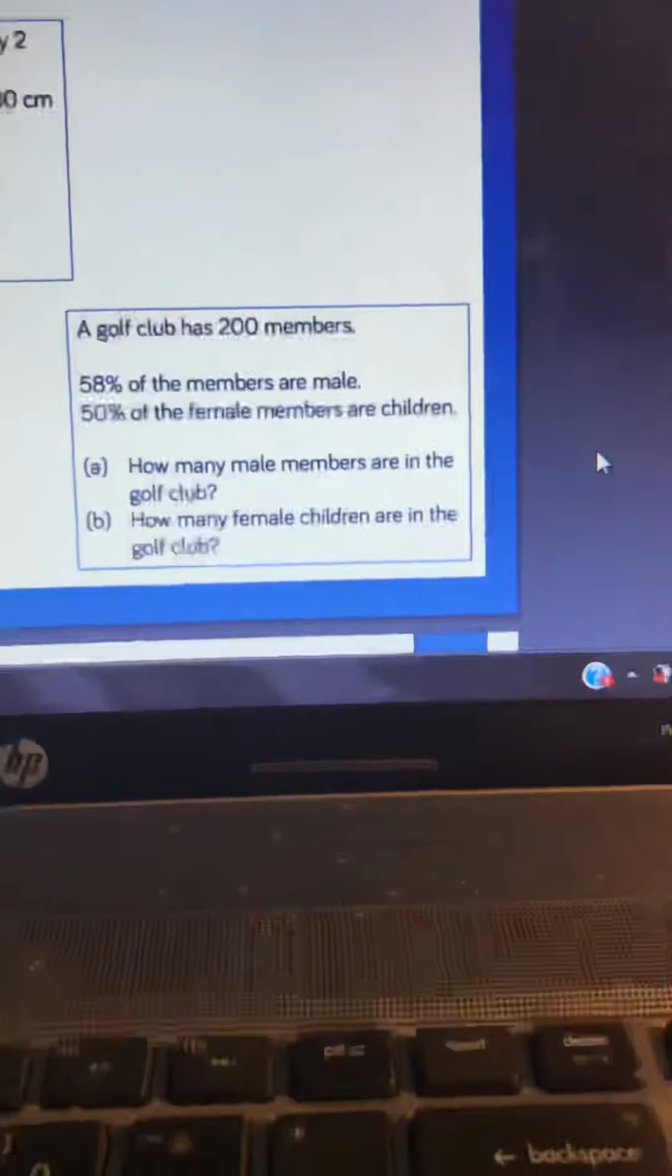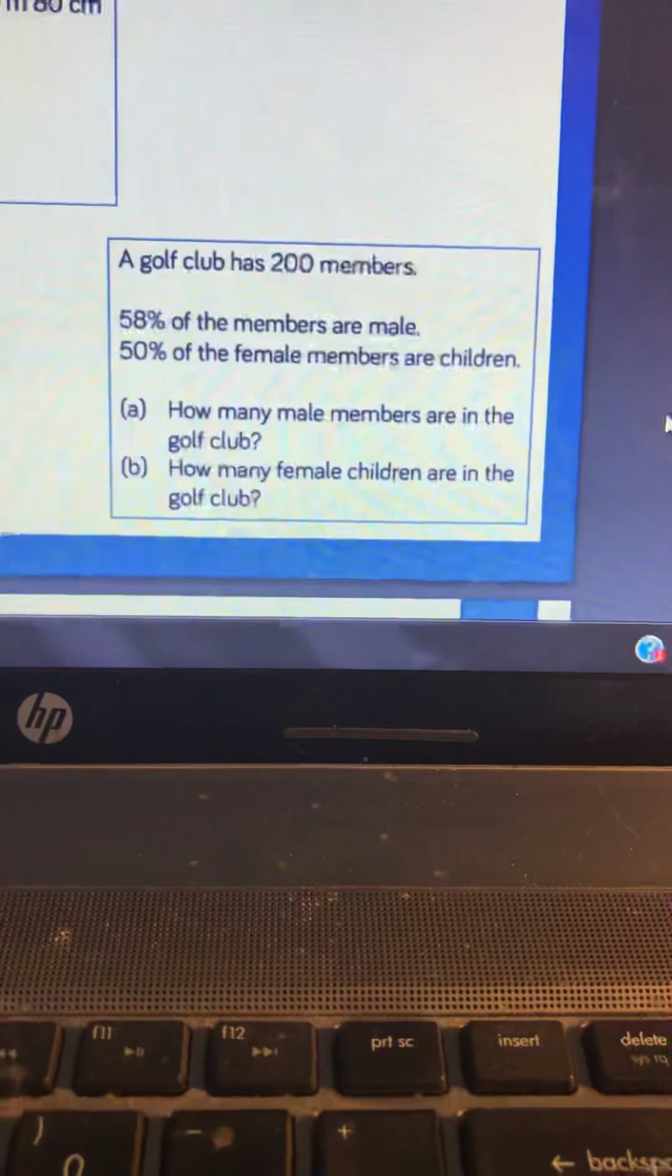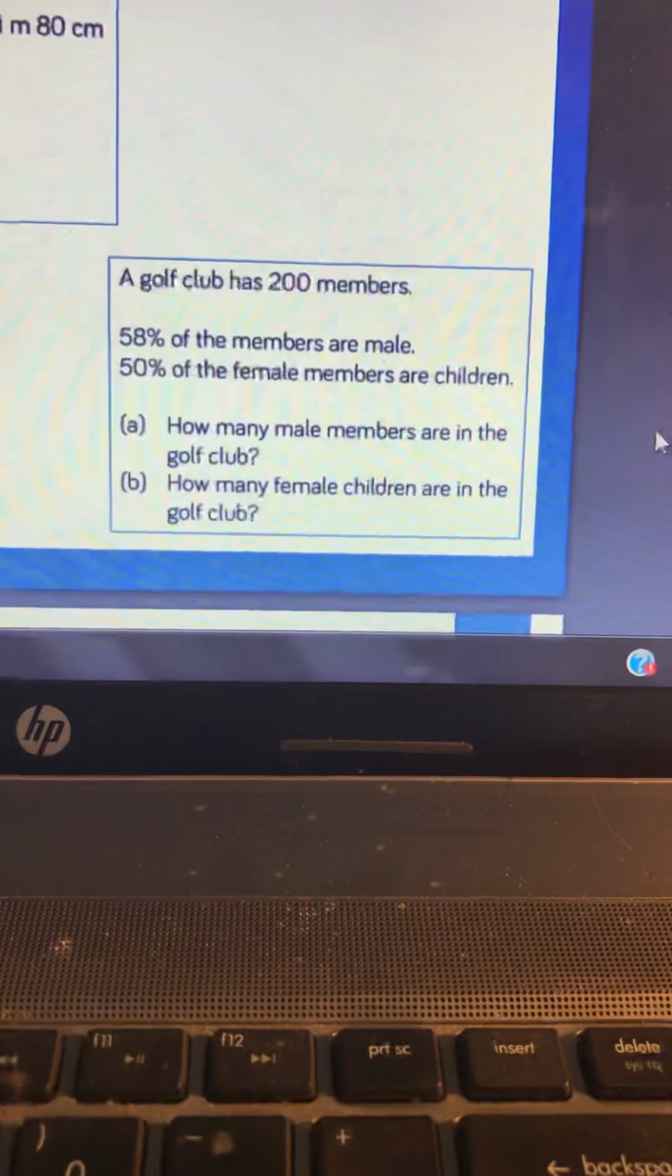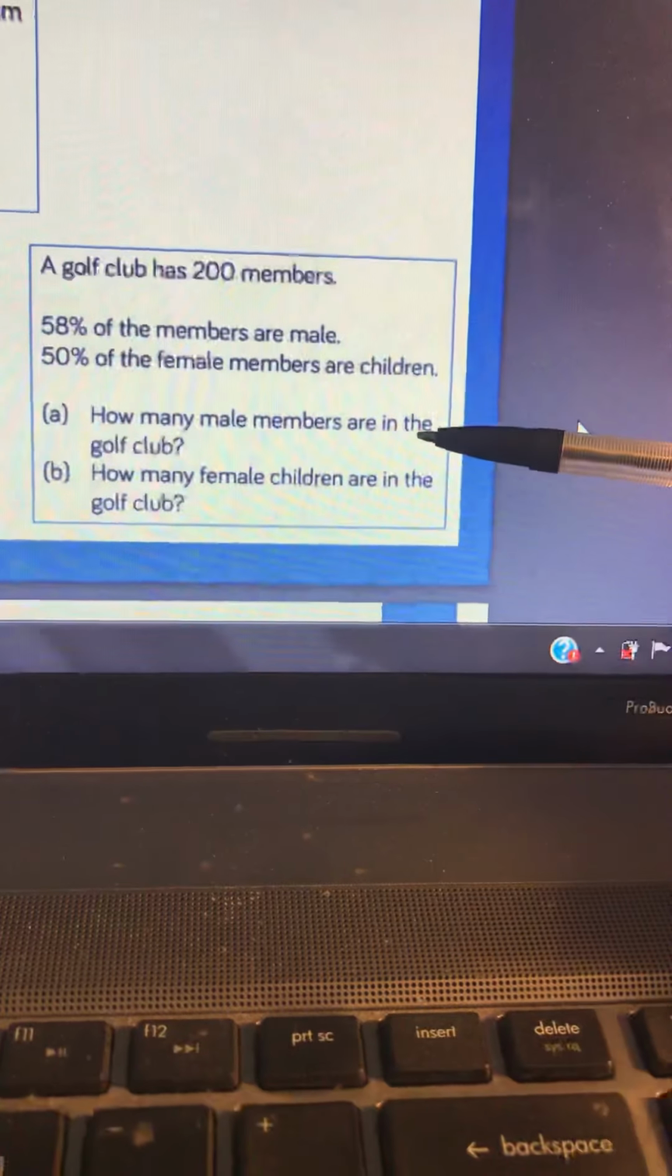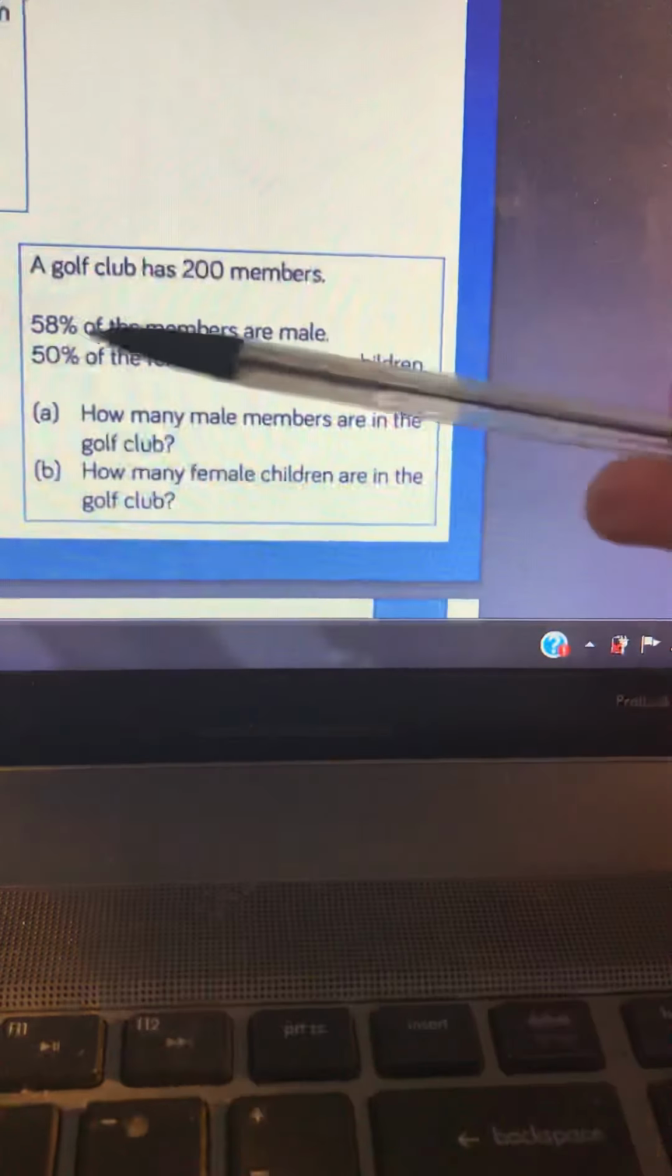Lovely. Next up, tricky one. I'm going to show you how I would use a bar model to solve this. So a golf club has 200 members. 58% of the members are male. And the first question just says how many male members are in the golf club. So we're going to work out 58% of 200.